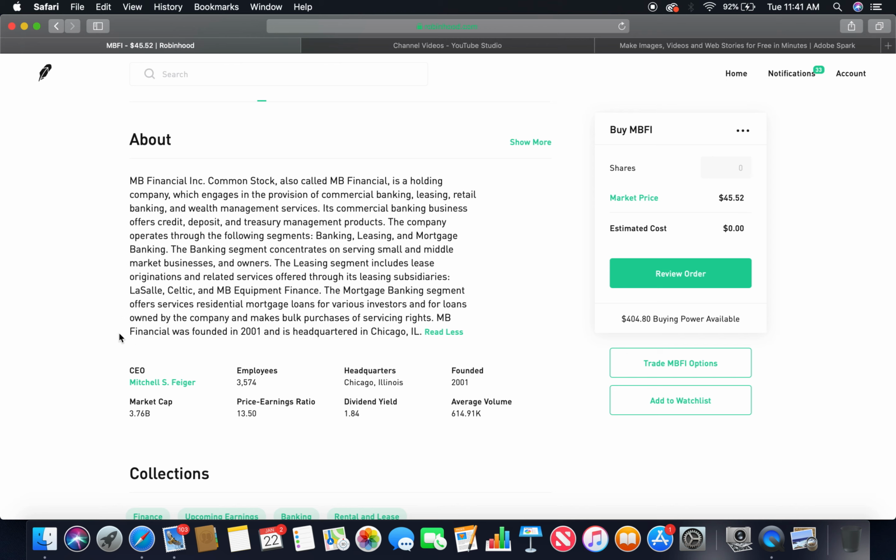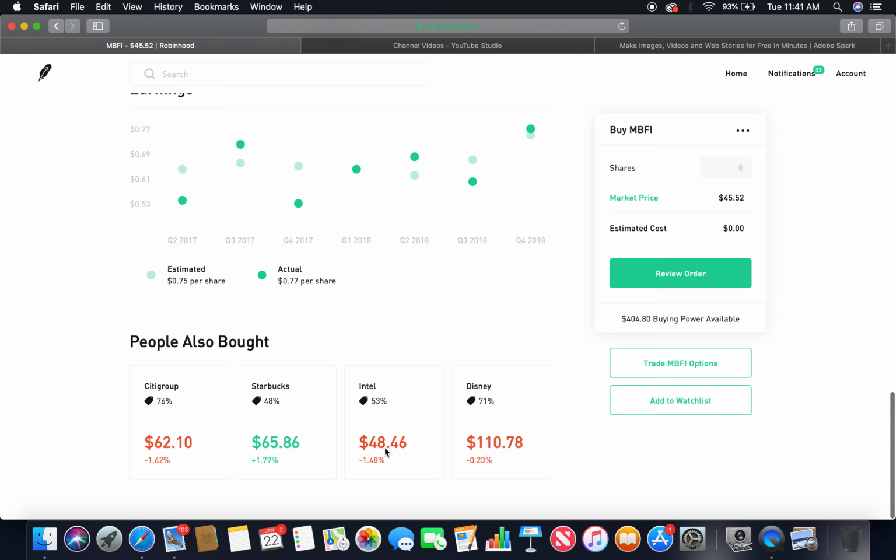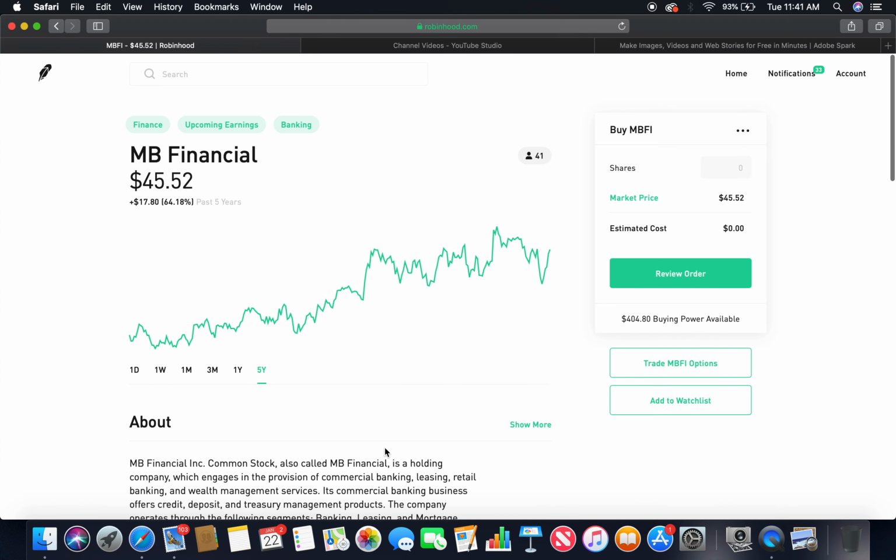MB Financial was founded in 2001 and is headquartered in Chicago, Illinois. The current CEO is Mitchell S. Feger, employees 3,574, headquarters Chicago, Illinois, founded in 2001, market cap 3.76 billion, dividend yield 1.84. So there you have it. Those are the five global banking companies. And the total investment for these five global banking companies comes out to $245.62.